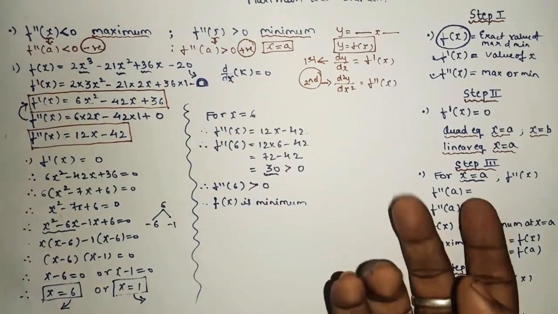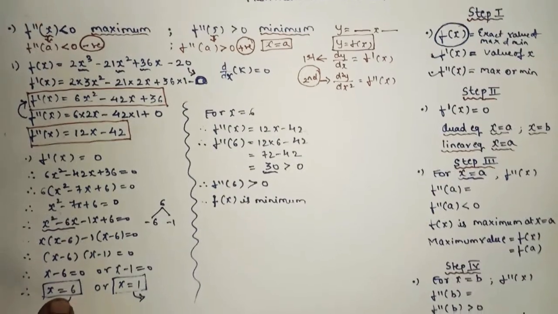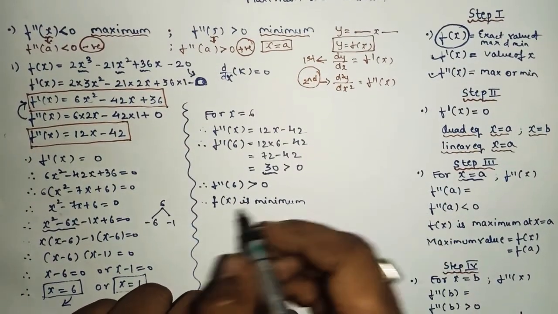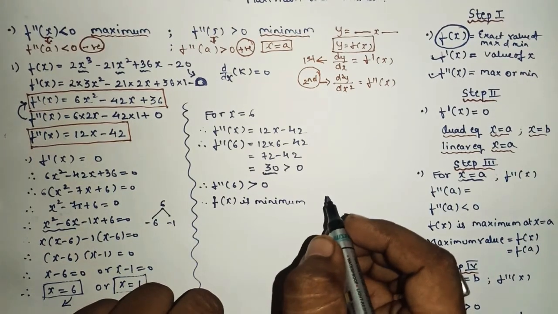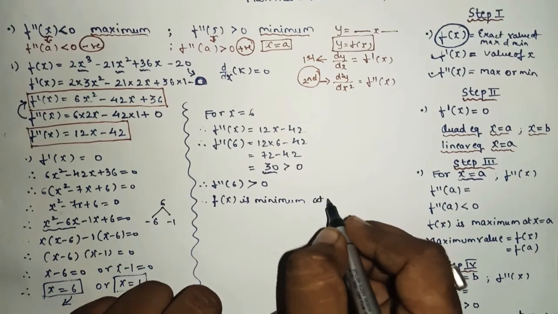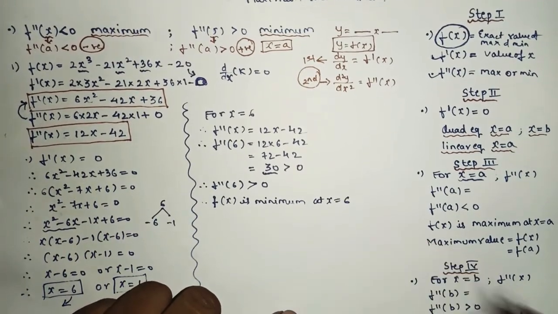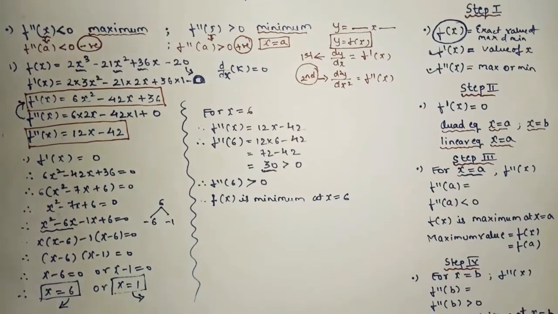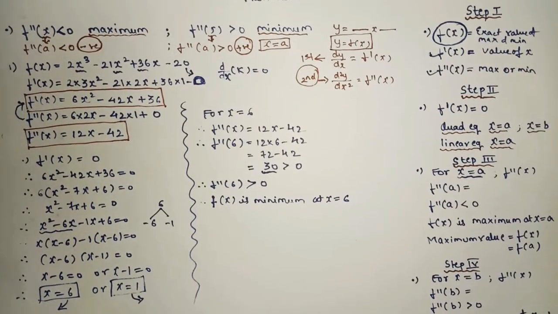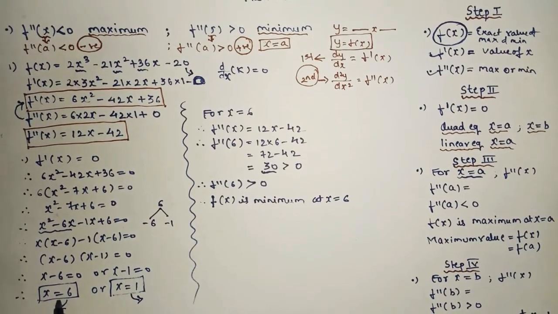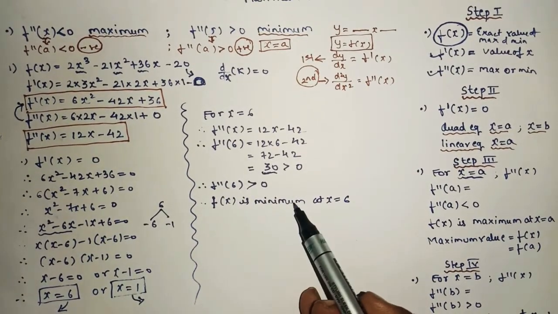So here we got the answer that at x equals to 6 we are getting what? The function is minimum. So f of x is minimum at x equals to 6. Okay, so now we have to find the minimum value, yes or no? Sometimes what will happen, it is not compulsory that the first one always will turn to minimum.